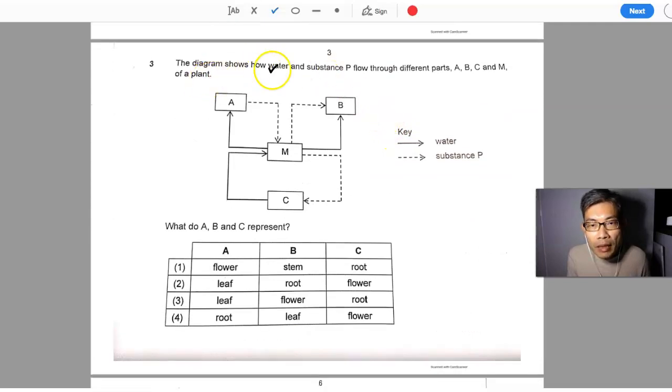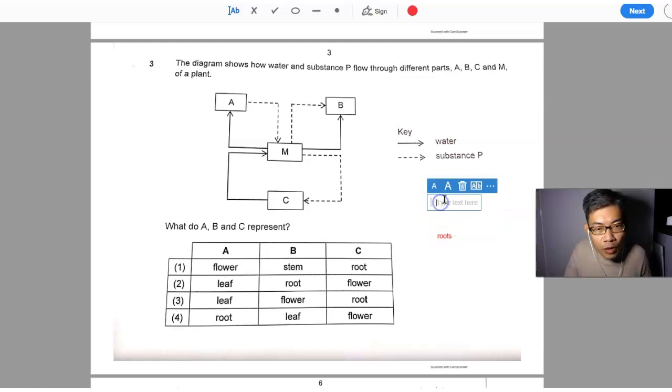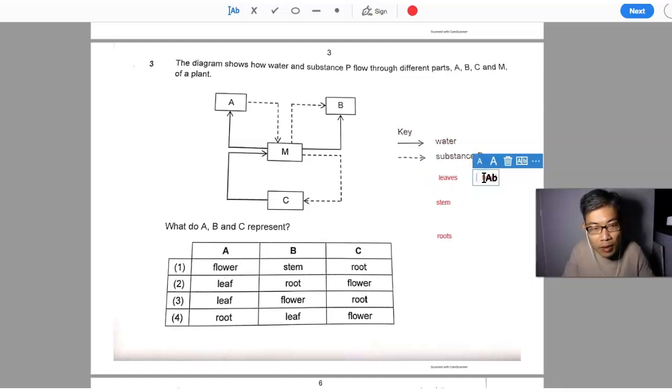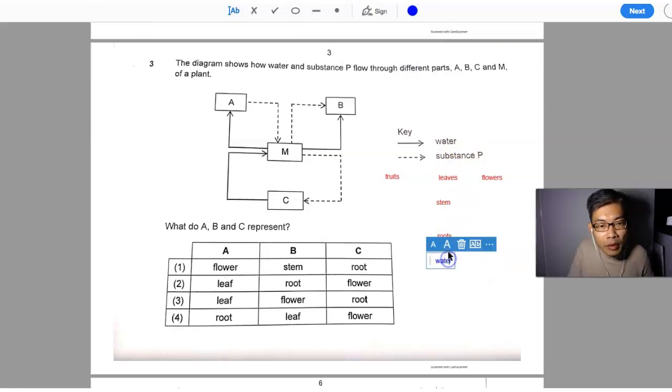Next one. A diagram shows how water and substances flow through different parts of a plant. Now, of course, you know the basic parts of a plant, right? Plants have roots. Water flows up, carried from the roots to the stem, and then to other parts of the plant like the leaves and the flowers. You have water carrying it in all these parts, also in the fruits, alright? Water is absorbed by the water carrying tubes in the roots, and flows up the roots to the stems through all this.